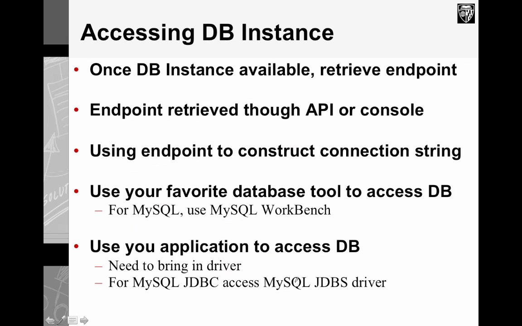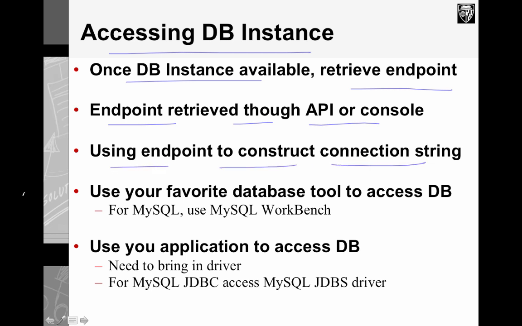In terms of accessing the database instance, once the database instance is available, you have an endpoint, and you can use the endpoint to connect to the database. You can retrieve the endpoint through the API or the console. That will be your host point, and the port will be usually 3306 for MySQL, unless you decide to go with a different port. Using the endpoint, you can construct a connection string so that your Java applications or Python applications can connect to the database.